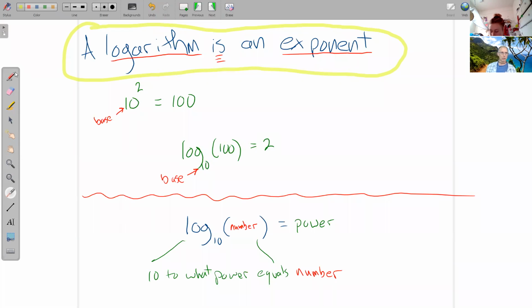So I'm going to write down in words what this green line means here. This says log base 10 of 100 is 2. So that's how I read it. Log base 10. Just like the base of an exponent can be any number, the base of a logarithm can be almost any number.